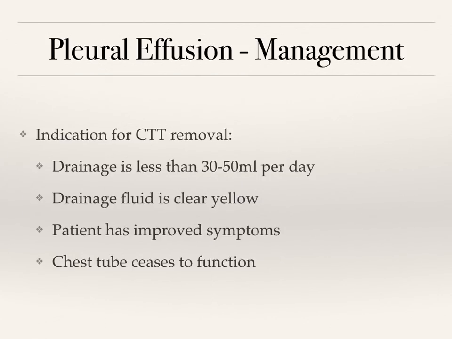While if the patient improves rapidly, the indications for chest tube removal include if the drainage is less than 30 to 50 ml per day, the drainage fluid is clear yellow, the patient has clinically improved symptoms, and the chest tube ceases to function.